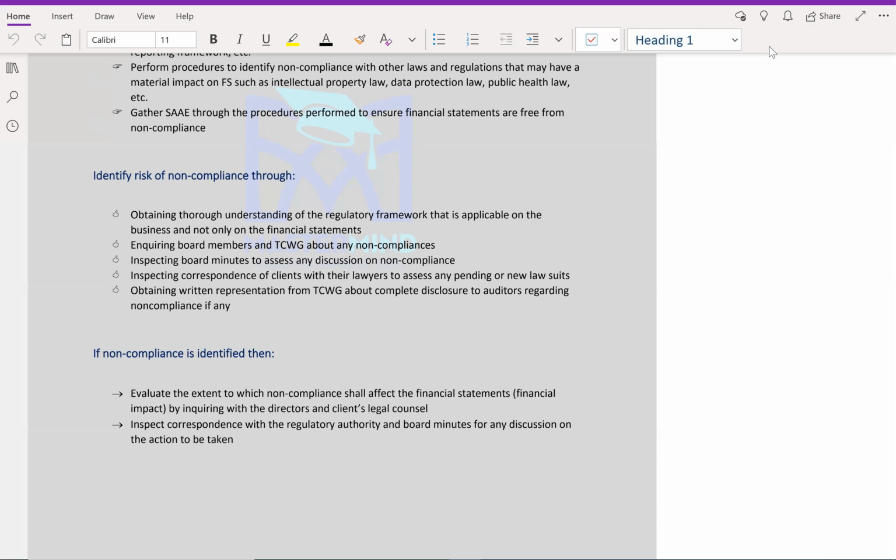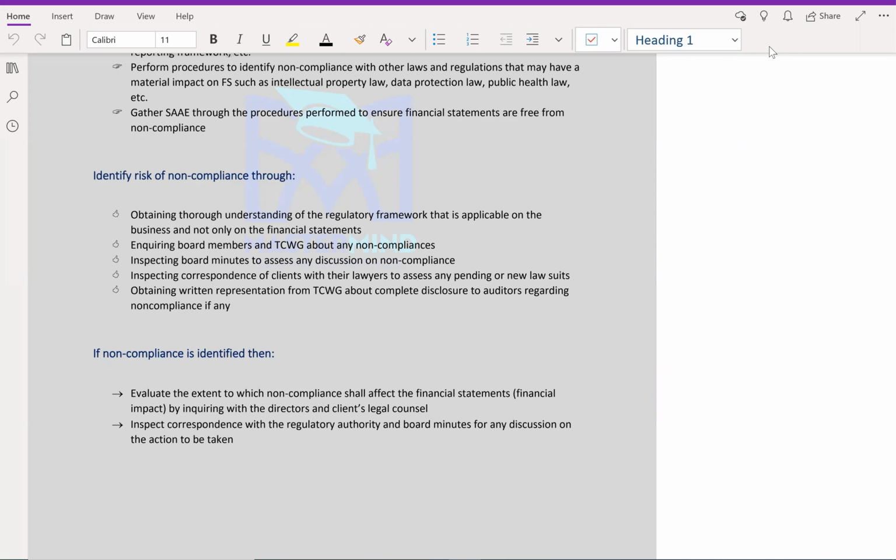All right. Identify risk of non-compliance through obtaining thorough understanding of the regulatory framework that is applicable to the business and not only to the financial statements. Very important. You need to know which regulatory framework the business works in, right? Why do businesses incorporate their companies in Panama, or let's say Cayman Islands or British Virgin Islands, right? Why do they do that? Because there are very few regulations over there, especially related to the finance coming in and going out. Inquiring board members and TCWG, which is those charged with governance, about any non-compliances.